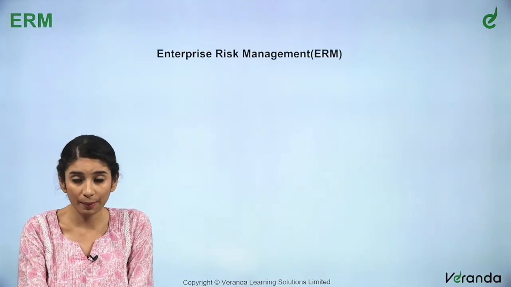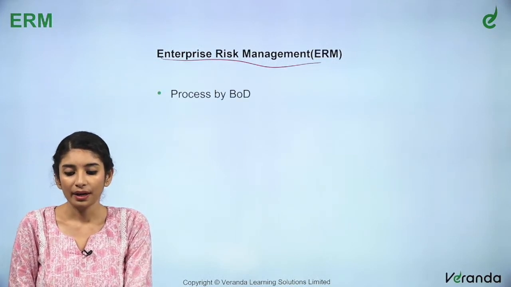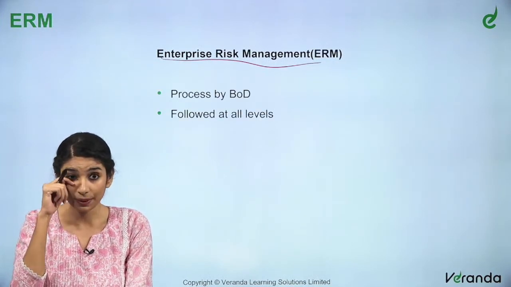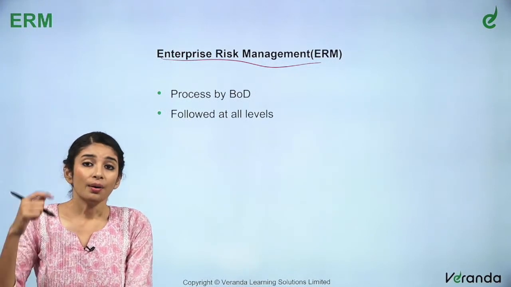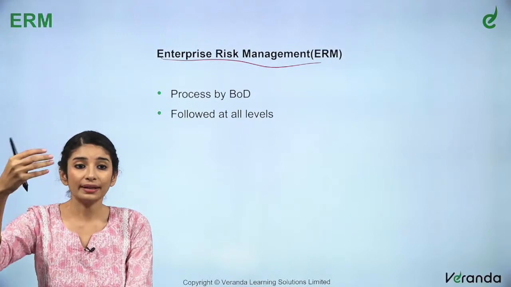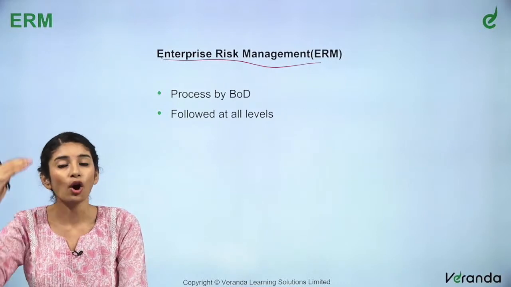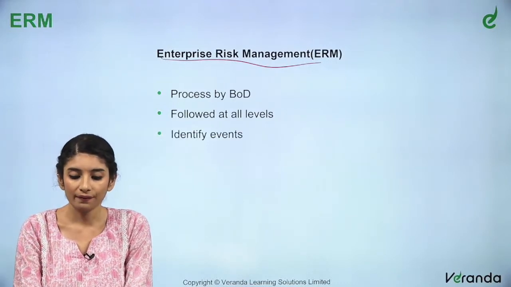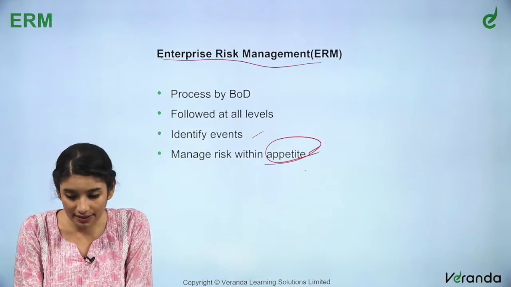So, in order to curb that, or to restrict the top management from indulging in such practices, we have something known as ERM, Enterprise Risk Management. What is Enterprise Risk Management? It is a process planned or executed by the board of directors, but it should be executed or followed at all levels in the organization, where you identify events and manage risk within its risk appetite.